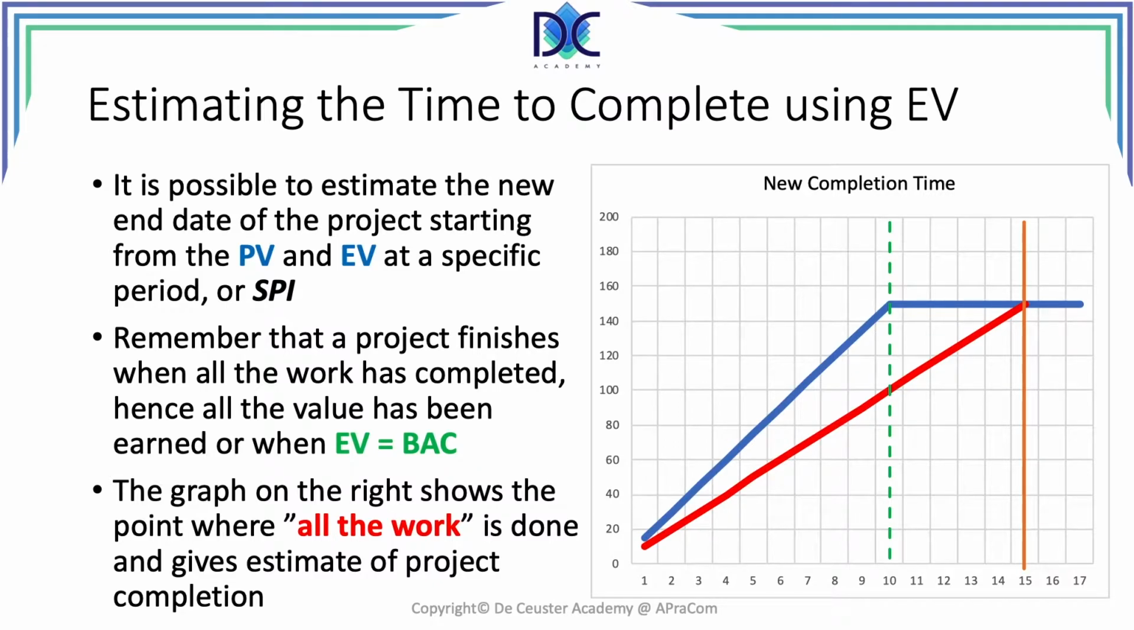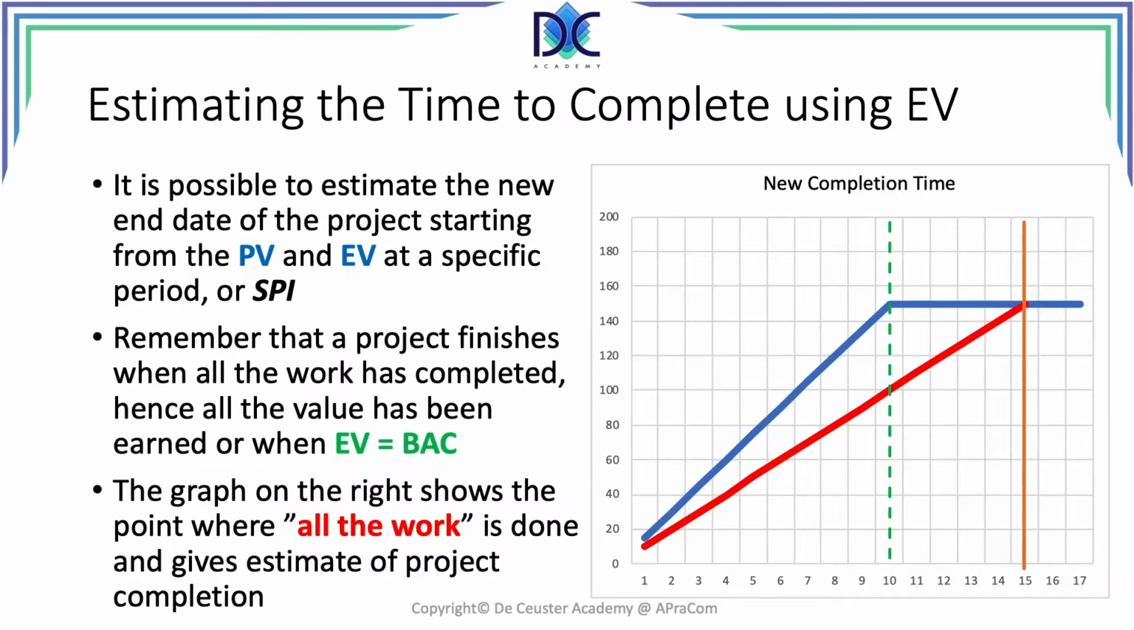One parameter which could be very interesting to understand is to estimate the time when the project will be completed. We can start from the planned value curve and the earned value at a specific period, and then use that value to extrapolate. Now here at period 10, the project would be completed. We would have a planned value of 150, which is in this case also the budget at completion, and we would have an earned value of 100.